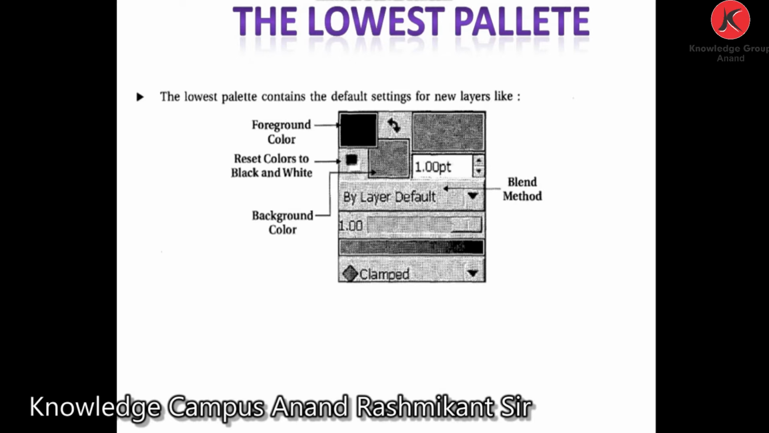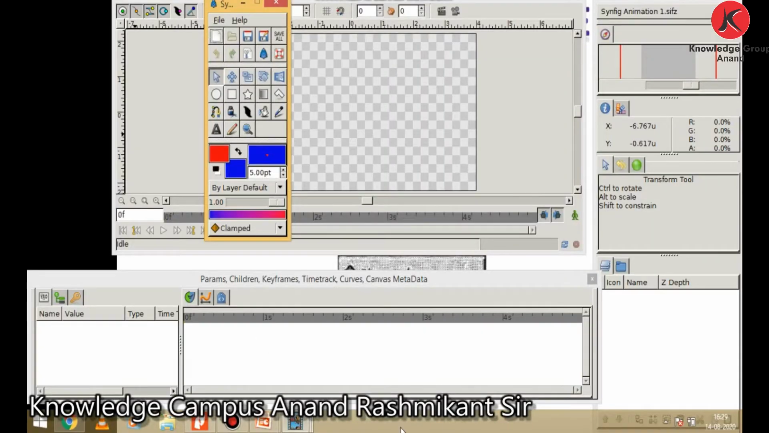So let's understand the lowest palette first. Here you can see the upper palette, middle palette and lower palette. First, you can see here the outline color and the fill color, known as the foreground and background color. It sets the fill and the outline colors for the object, and when we create a layer without an outline, it has only the fill color. So we can change the color by clicking on the fill or outline color.